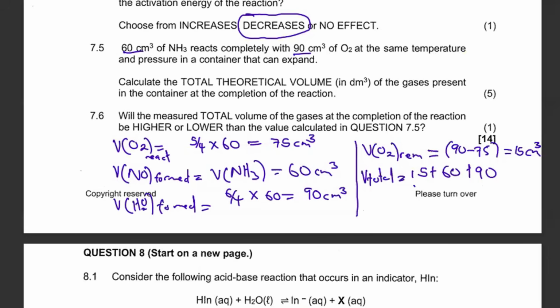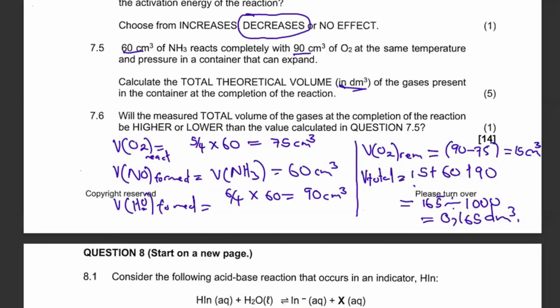So this is equivalent to 165. But remember, we're not going to end there because we've been asked to calculate the theoretical volume in dm cubed. So to convert to dm cubed, we must divide by 1,000. If we divide by 1,000, we're going to get 0.165 dm cubed.